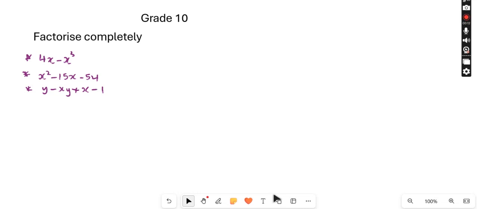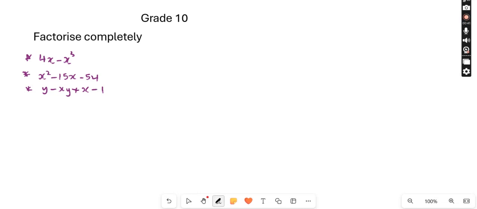This was a question from an examination paper, the national examination paper. When they talk about factorization, the first thing that we need to recognize are the terms which are common.